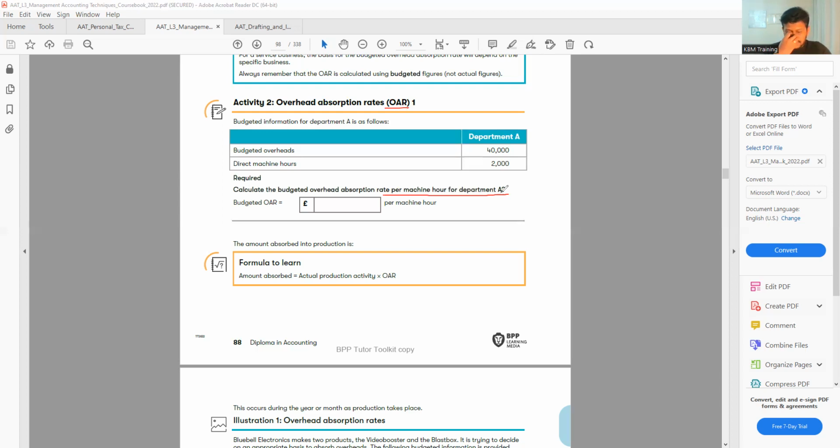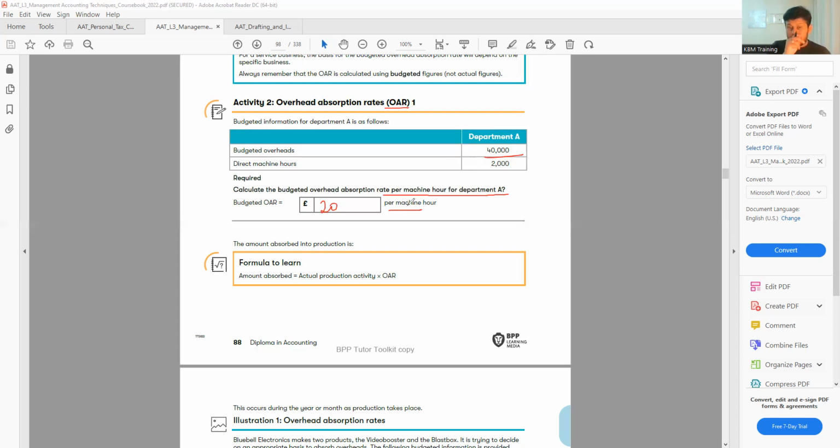All right, so we can see it is 20 per machine hour. Is everyone happy with that? It's very simple. Budgeted overhead is 40,000 and the activity level is machine hour, that is 2,000. So 40,000 divided by 2,000 gives us 20 per machine hour.